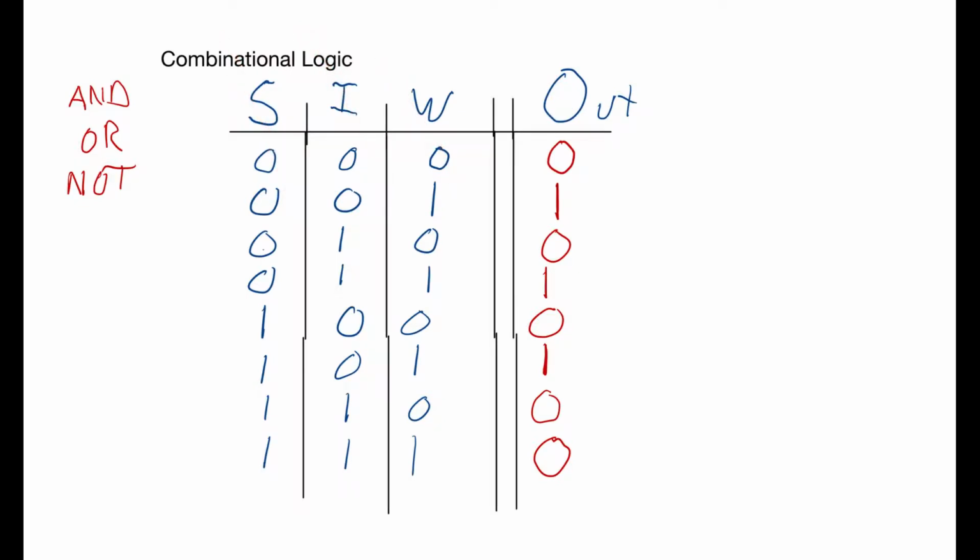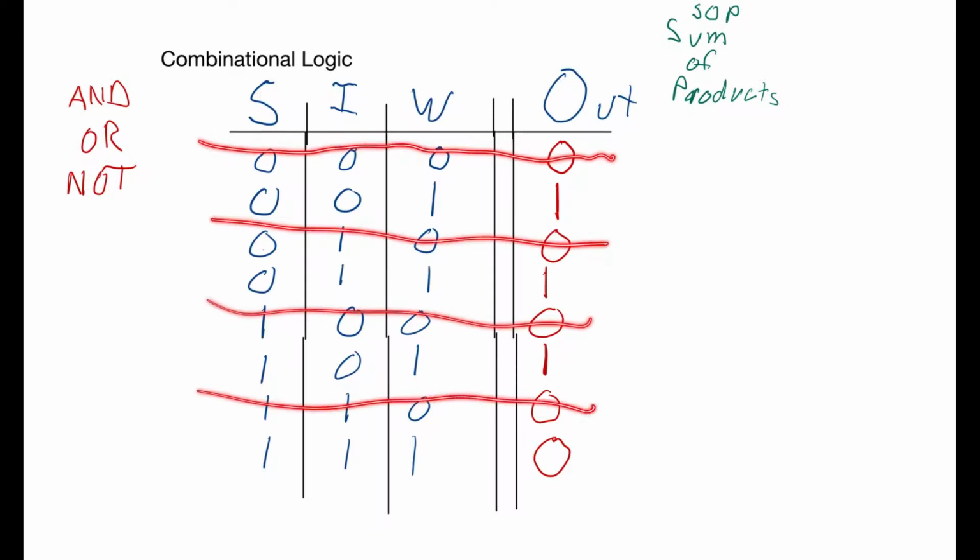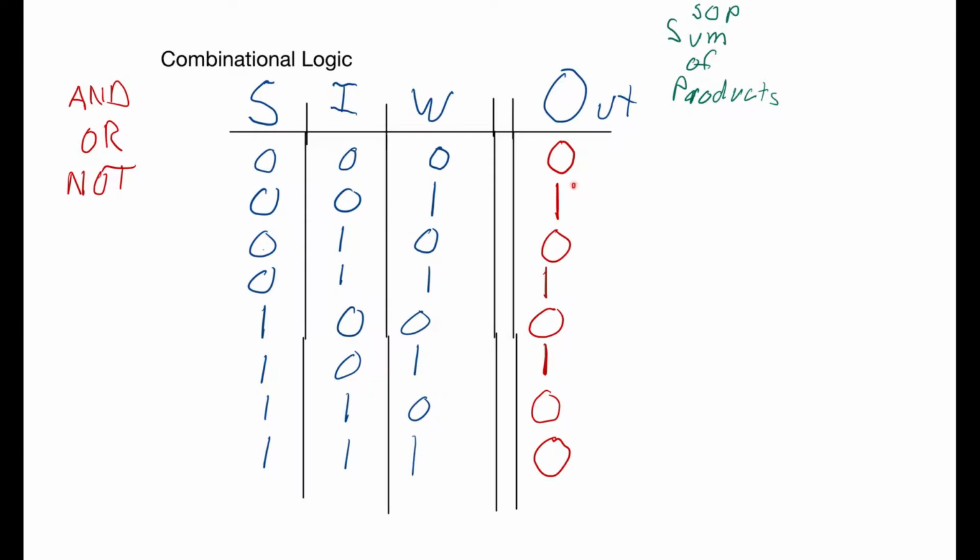And the way that we can do that is there's two ways that I'll teach you, and the first will be sum of products. And you'll see why it's called that a little bit later on. We might abbreviate this as SOP, or sum of products. So in sum of products, we ignore all the lines that are zeros. So we don't have to worry about any of those lines, and we just focus in on the ones.